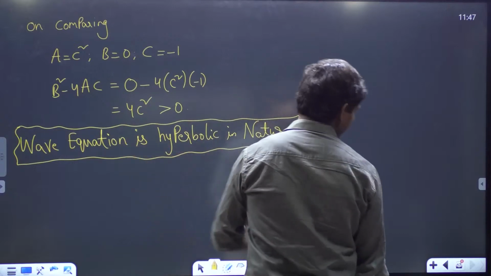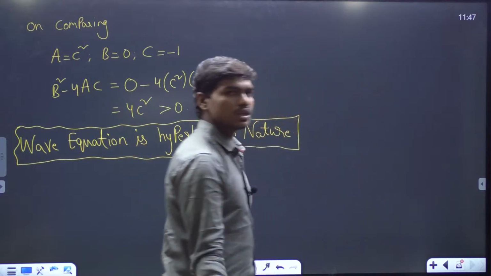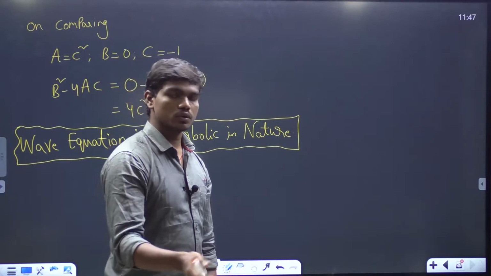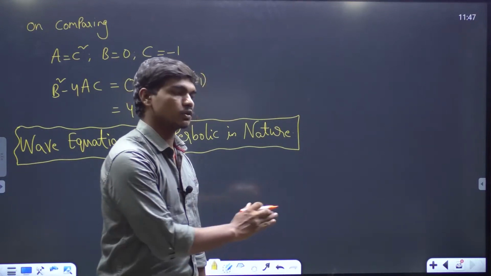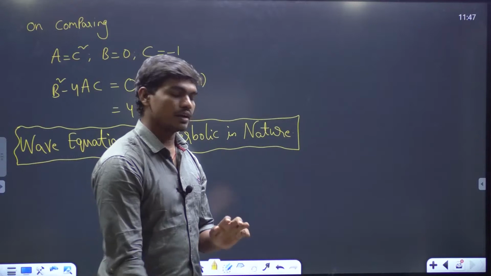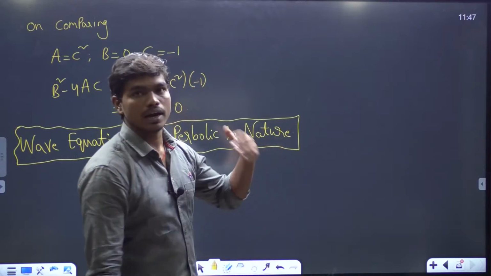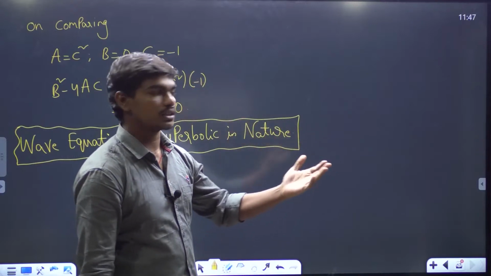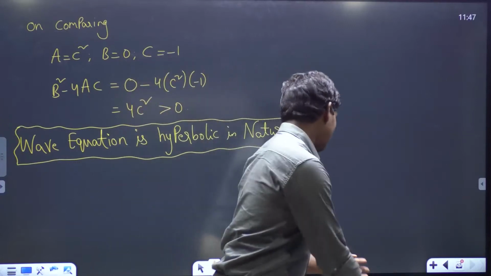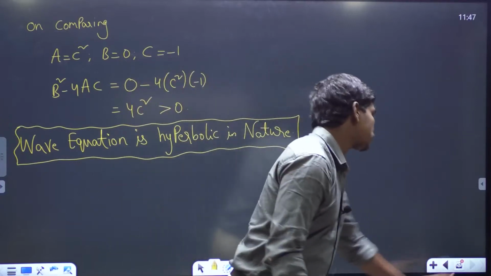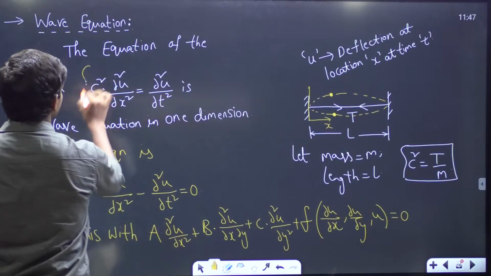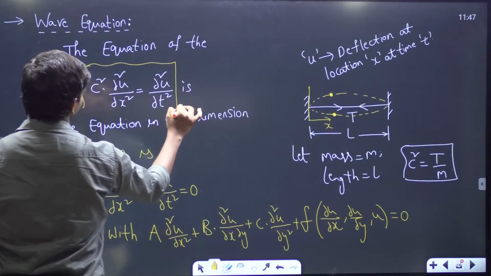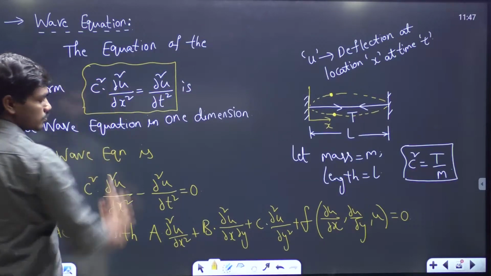So wave equation is hyperbolic in nature. Okay, so the solution of the wave equation I'm not giving now, because you need to know something called Fourier series to write the solutions of the wave equation. So I'll deal with the solutions when I teach you Fourier series at the end of the sessions. But for now, I would like you to know that this is the wave equation in one dimension.